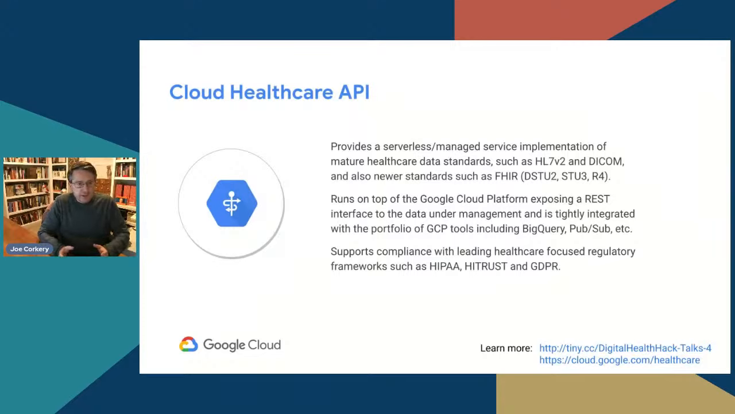Earlier this week in the Tech Talks, you probably heard about the Cloud Healthcare API, which is something that we have developed at Google Cloud that provides a serverless managed implementation of the existing mature healthcare data standards, HL7v2, DICOM, FHIR. And it runs on top of Google Cloud and integrates with a number of those key tools, which makes it a great backend for building healthcare applications on, either as a secondary platform for interoperability or as a primary platform for data storage, and incorporates compliance capabilities directly into it, and complies with regulations around HIPAA, HITRUST, and GDPR.